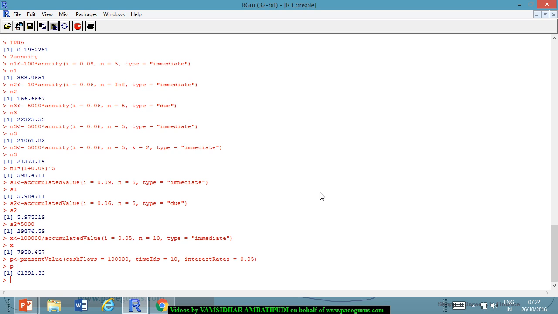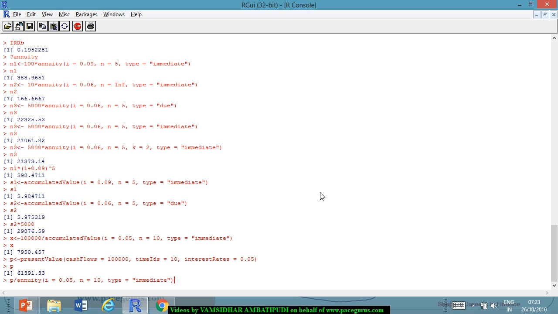Now what I can do is divide this 61,000 to find how much I have to deposit. I'll divide this 61,000 by the annuity of i is 0.05, then I'm taking n is 10 and type is immediate. Now this is another way I can solve this problem.